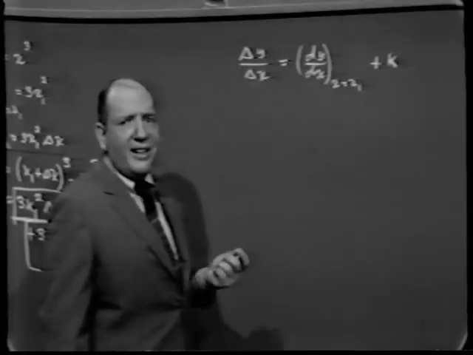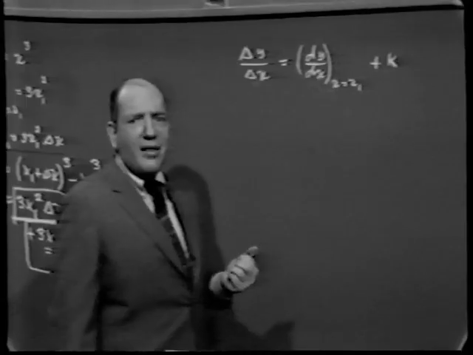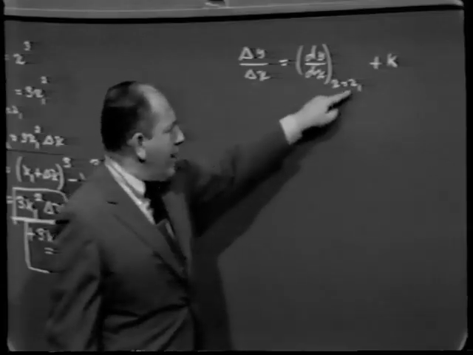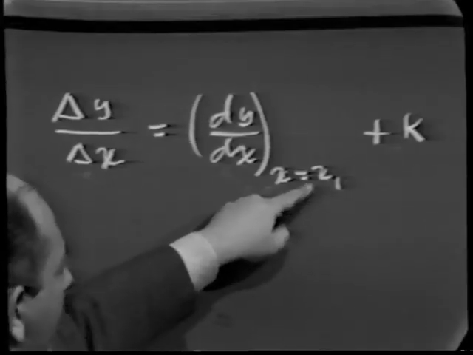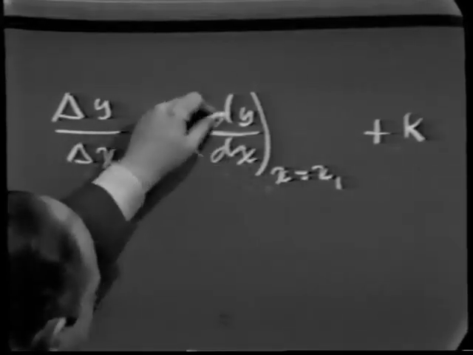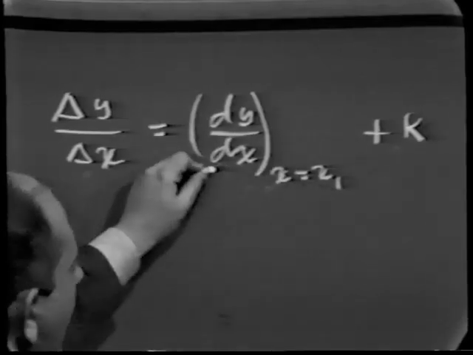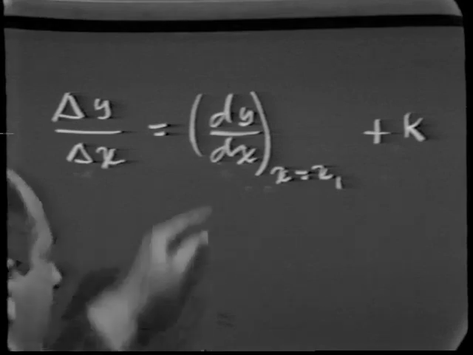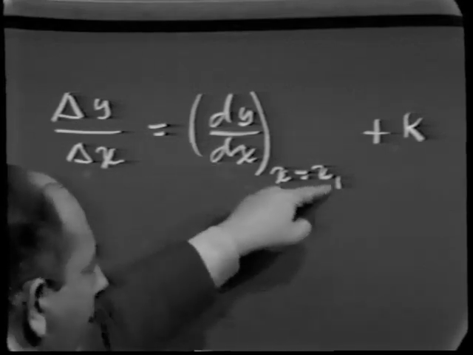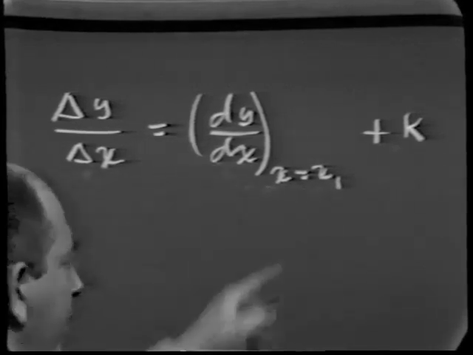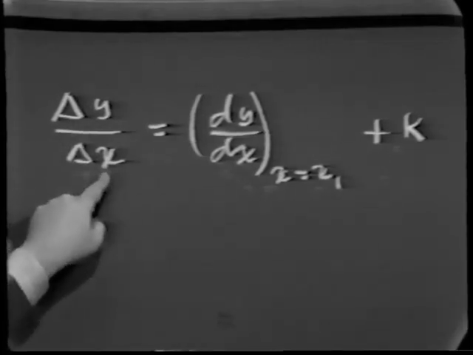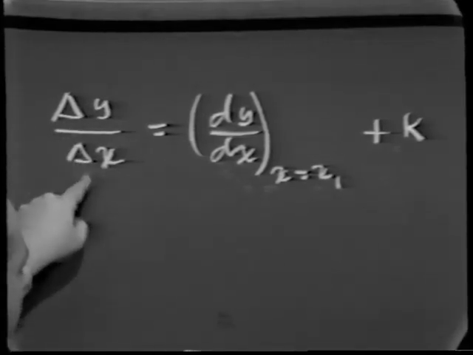Notice, by the way, that k is a variable. It depends on how big delta x is. You see, notice that once x1 is chosen, and this is an important observation, as messy as this thing looks, it's a fixed number for a particular value of x1. Namely, we compute the derivative and evaluate it when x equals x1. This is a number. This, of course, clearly depends on the size of delta x. Delta y depends on delta x.